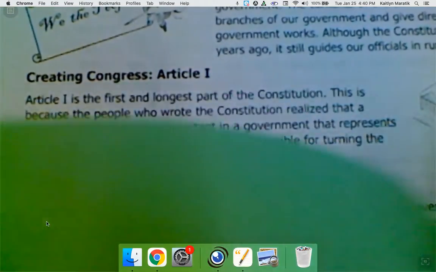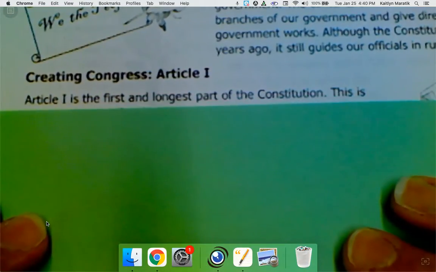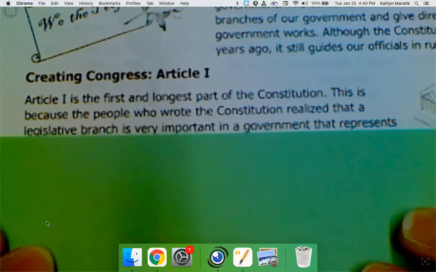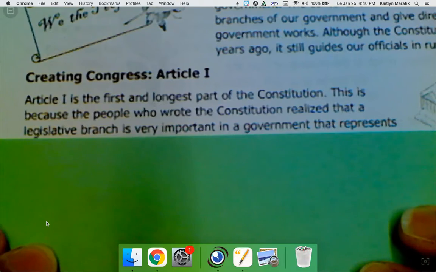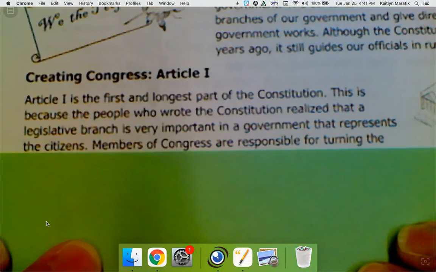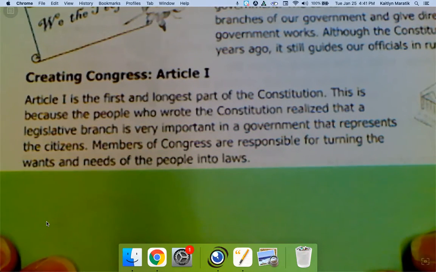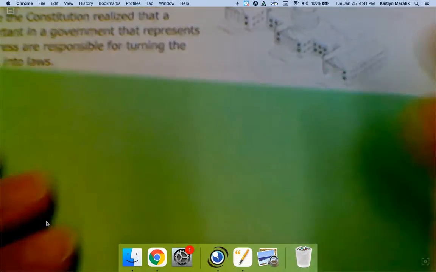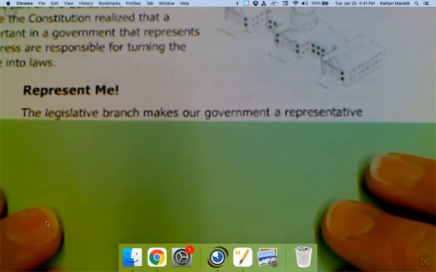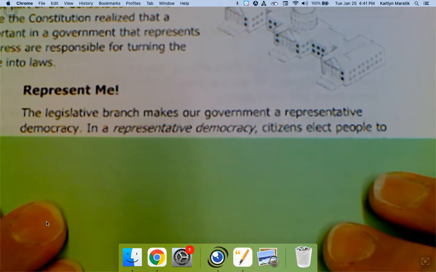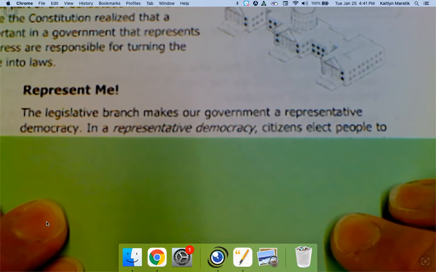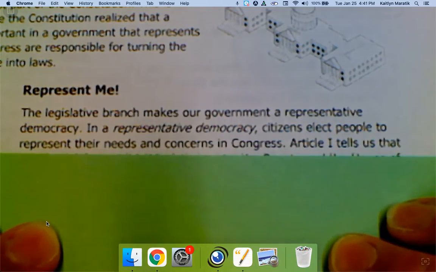Creating Congress, Article 1. Article 1 is the first and longest part of the Constitution. It is because the people who wrote the Constitution realized that a legislative branch is very important in a government that represents the citizens. Members of Congress are responsible for turning the wants and needs of people into laws. The legislative branch makes our government a representative democracy. In a representative democracy, citizens elect people to represent their needs and concerns in Congress.